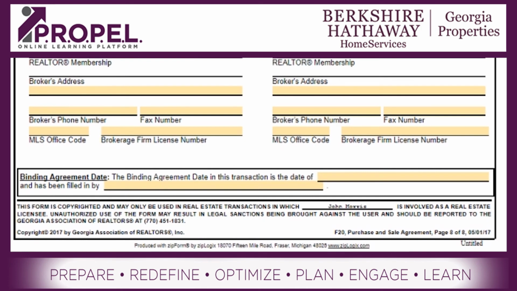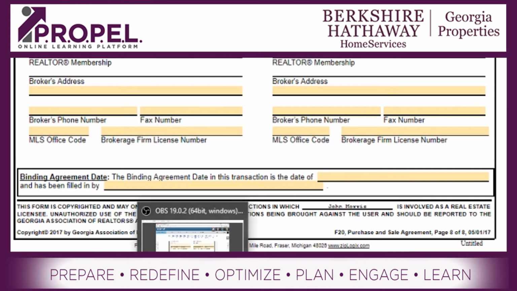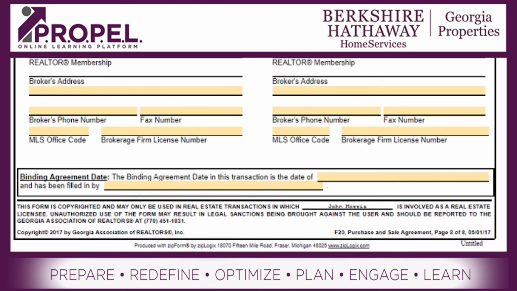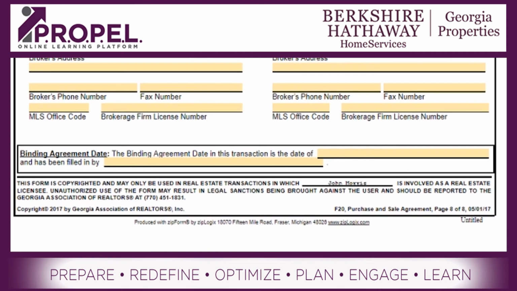And then the binding agreement: once the contract is accepted, the person that is receiving the accepted contract will actually fill in the binding agreement date and fill in their name. And that is pretty much the purchase and sale agreement.